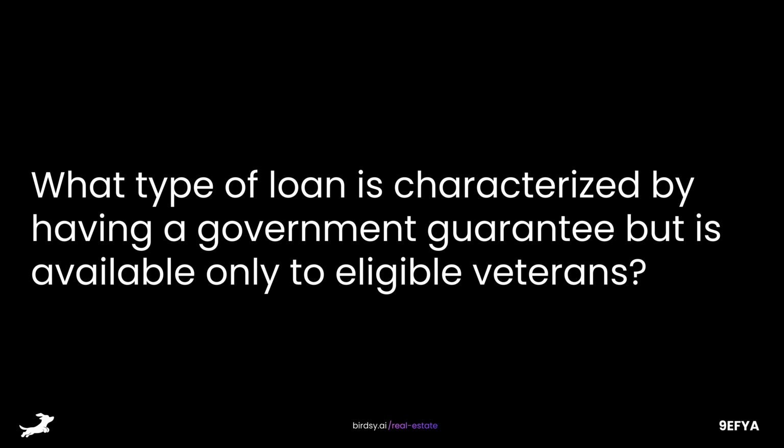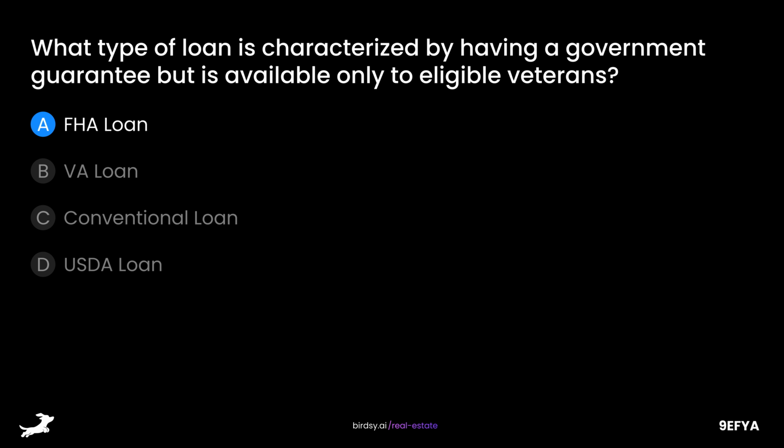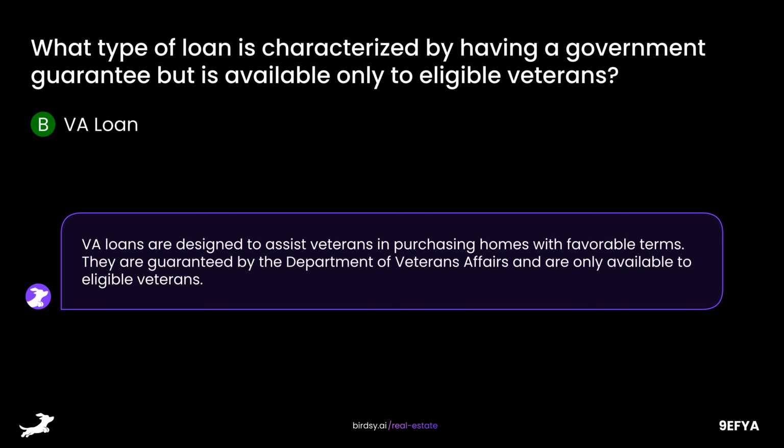What type of loan is characterized by having a government guarantee but is available only to eligible veterans? Is it A, Federal Housing Administration loan, B, Veterans Affairs loan, C, conventional loan, or D, USDA loan? The answer is B, Veterans Affairs loan. VA loans are designed to assist veterans in purchasing homes with favorable terms. They are guaranteed by the Department of Veterans Affairs and are only available to eligible veterans.